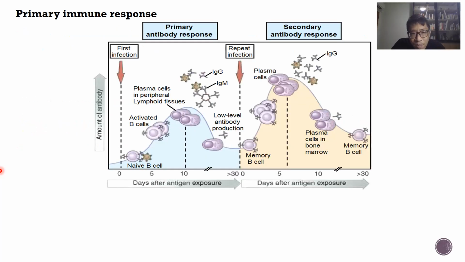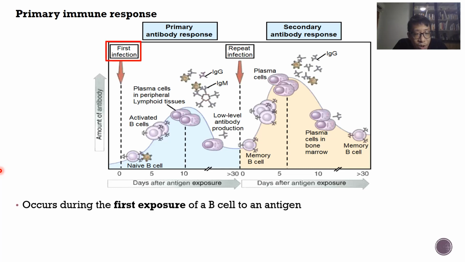All right, so you have the same graph in your notes. I'm just going to look at the graph bit by bit, in a more detailed manner, so hopefully you can understand the primary and secondary responses more in depth. For the primary response, that is when the pathogen and the antigen on the pathogen is encountered for the first time.